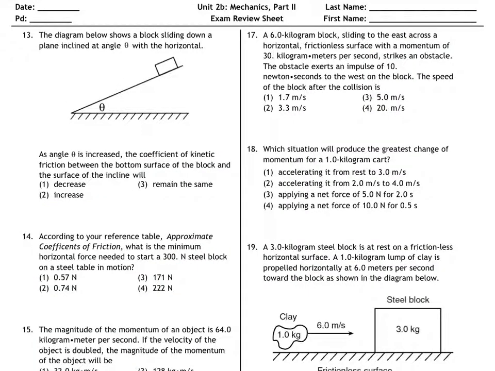All right, for number 13, we have a box on an inclined plane. And it says as angle theta is increased, the coefficient of kinetic friction. Coefficient of kinetic friction is mu, and specifically it's mu k, kinetic coefficient of friction. But this is determined by the two surfaces that are interacting, and it's not determined by anything else. So it doesn't actually change when theta changes. So I'm going to say remains the same.